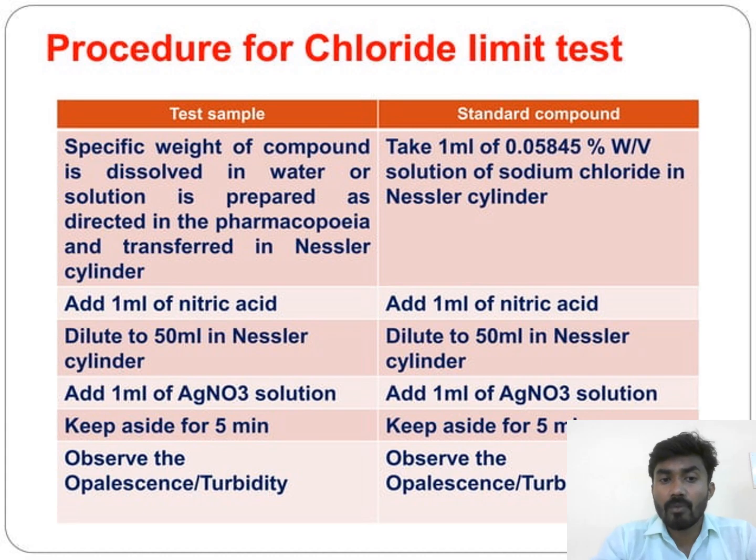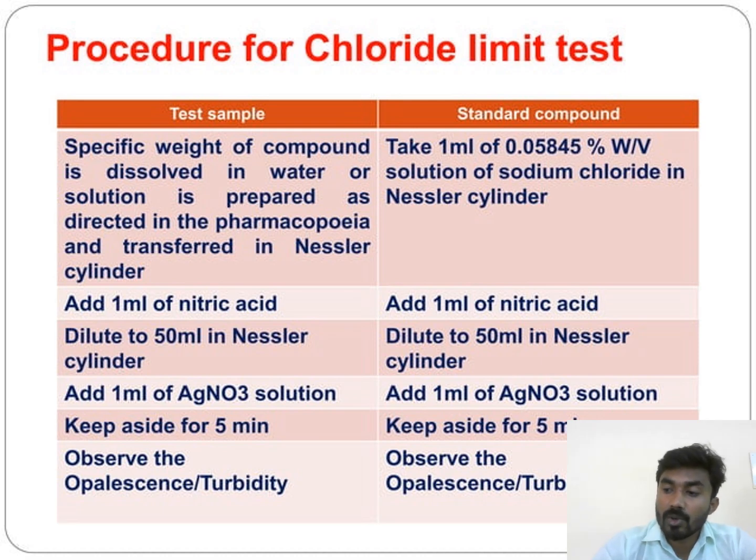Then we add 1 ml of nitric acid to both the standard and the test. Next, dilute to 50 ml in the Nessler cylinder, and add 1 ml of silver nitrate to both solutions, that is, the test and the standard. Next, keep aside for 5 minutes and observe the opalescence or turbidity.